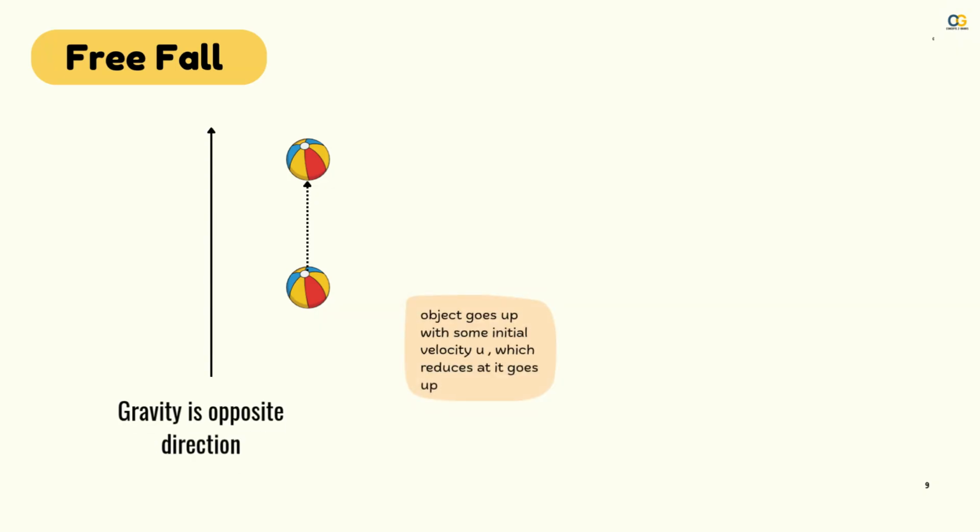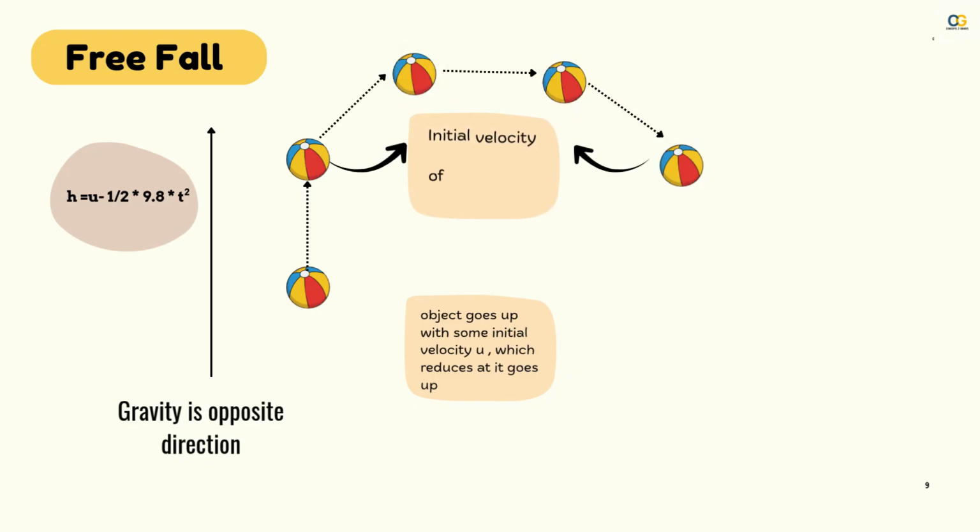So the distance it covers would be equal to height, which is equal to ut − ½ × 9.8 × t², where the minus is coming because gravity is in the opposite direction and 9.8 is the acceleration due to gravity. At the top, the final velocity of the object for the upward motion is 0.